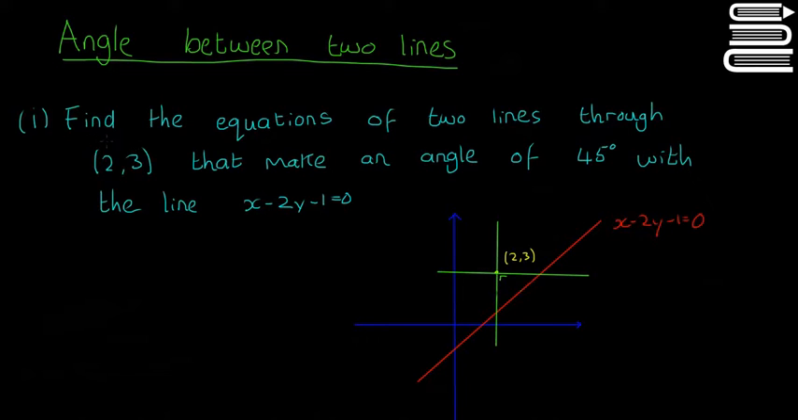So the question reads like this. Find the equations of the two lines through the point 2, 3. Okay, so we have two lines that go through this point and they make an angle of 45 degrees with the line x minus 2y minus 1 is equal to 0.